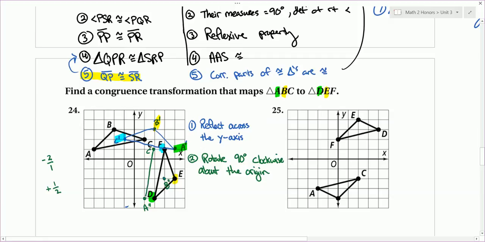And when I connect this, here's where we're at. So we are almost where we need to be. You can probably see everything's in the right position. We just need to move it over 1 unit to the right. And we say translate. So the third step: translate 1 unit to the right.